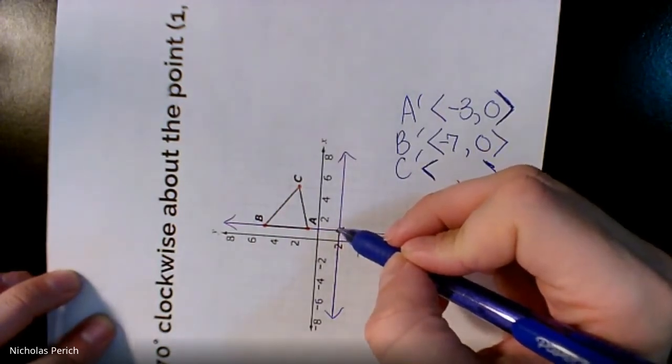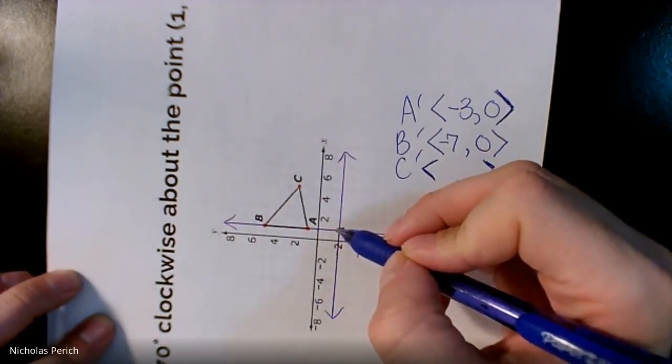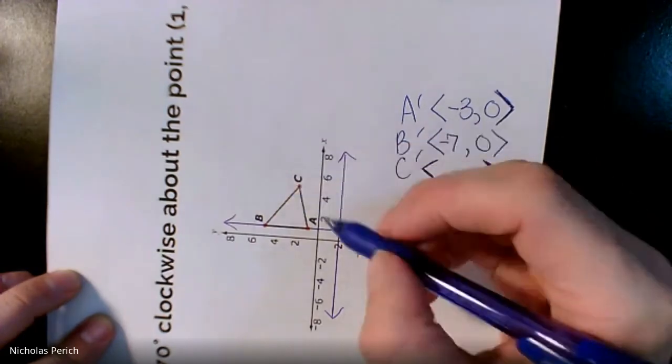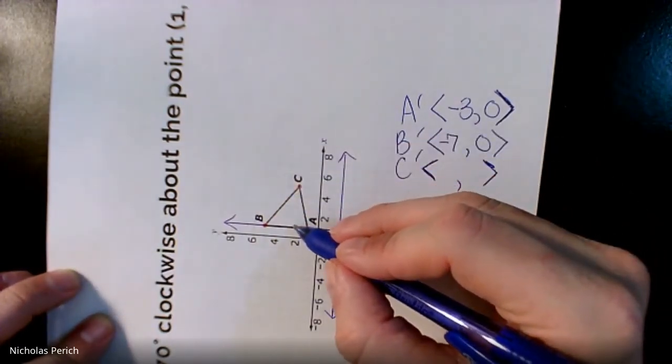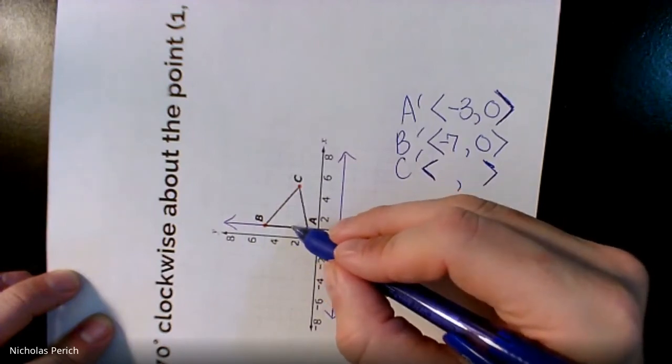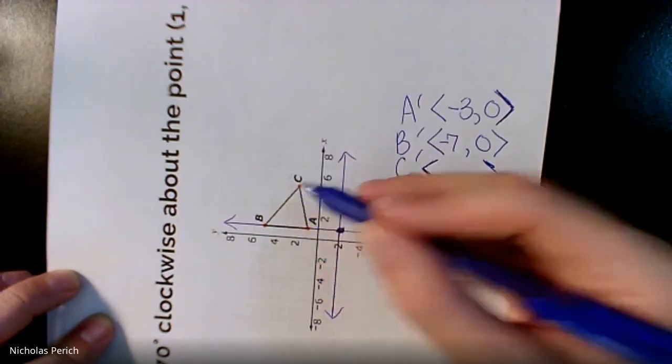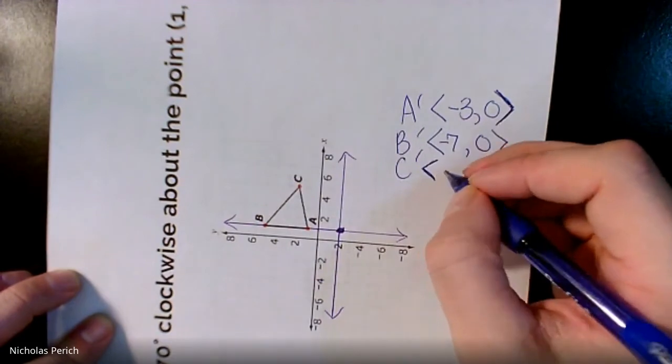The way I go to C is I go left 1, 2, 3, 4, up 1, 2, 3, 4. So left 4, up 4.